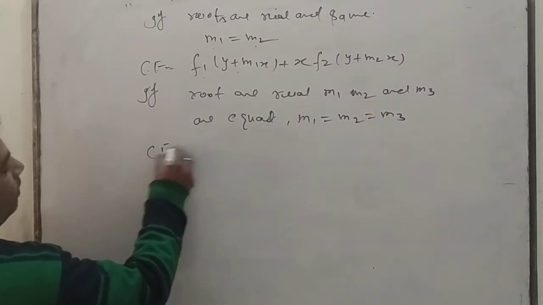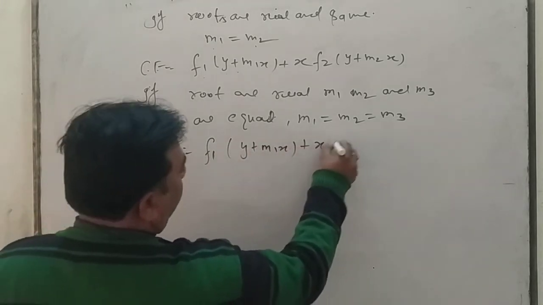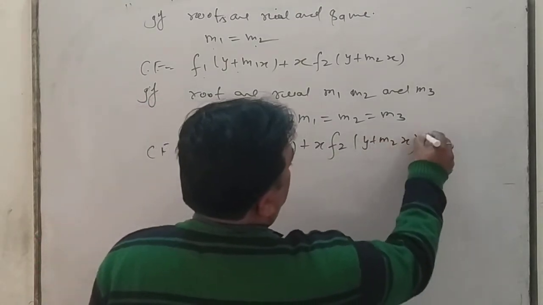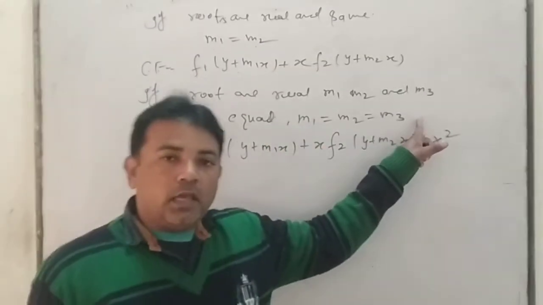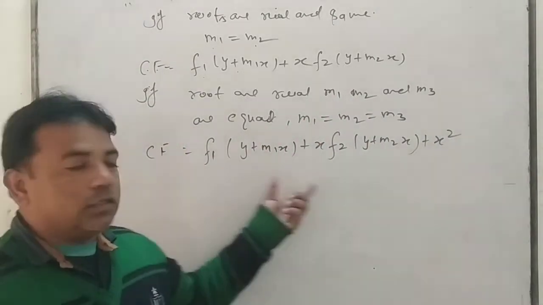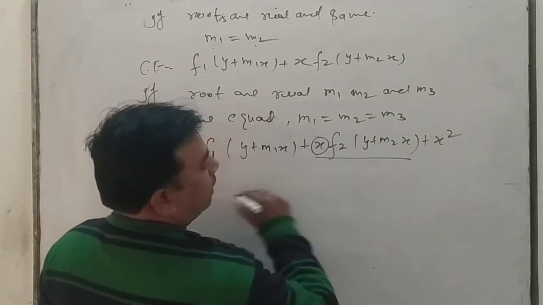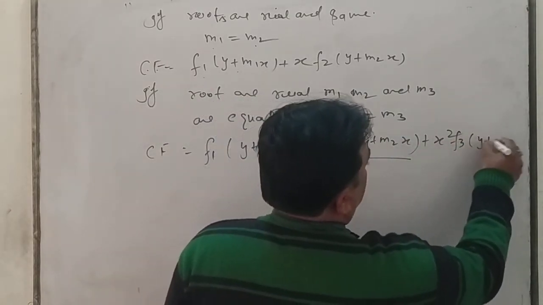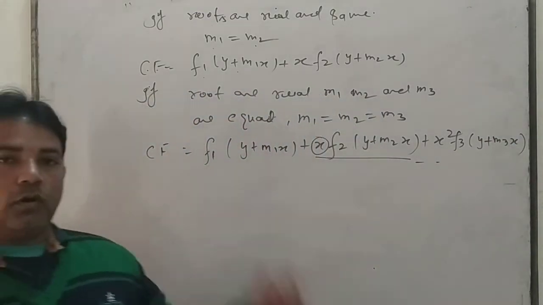Then CF equals f1 of y plus m1x plus x multiplied by f2 of y plus m2x plus x square multiplied by f3 of y plus m3x, as the three roots m1, m2 and m3 are the same. The rule for writing the CF: the second term is multiplied by x, and the third term is again multiplied by x, so x square f3 of y plus m3x. This process continues and so on.